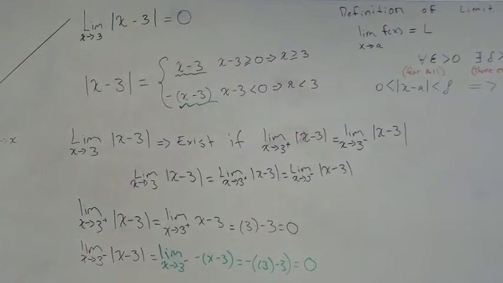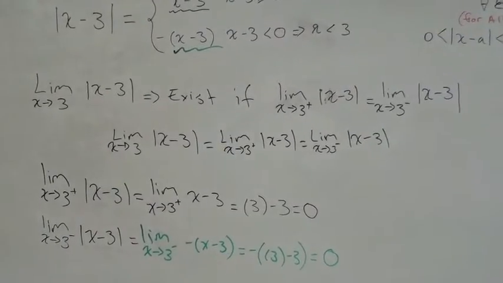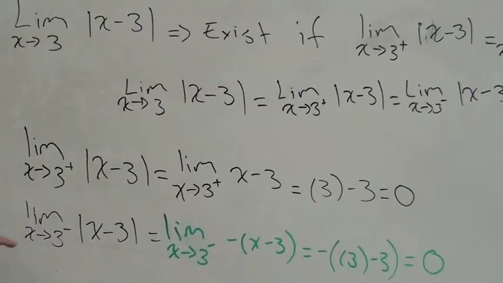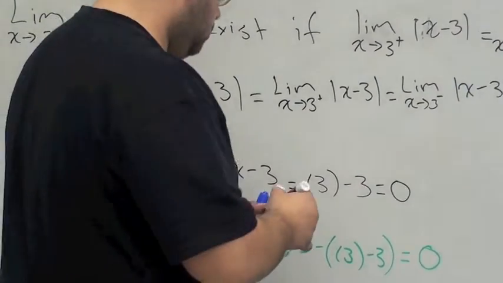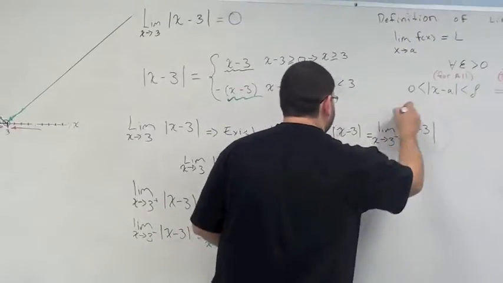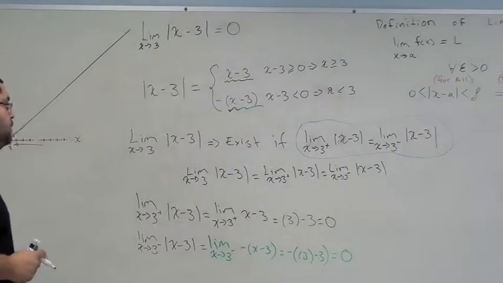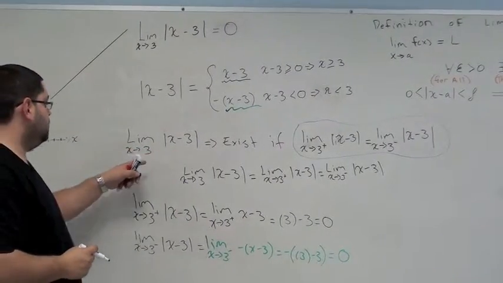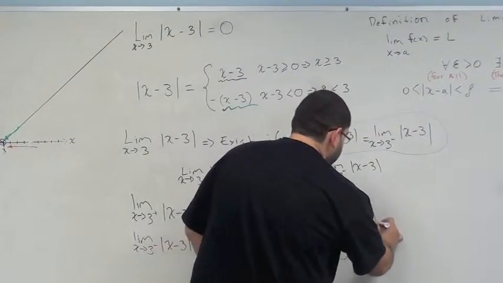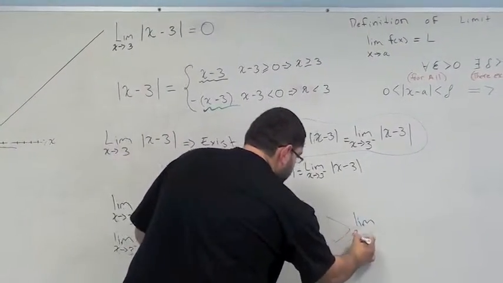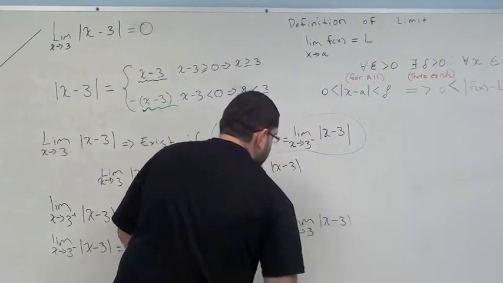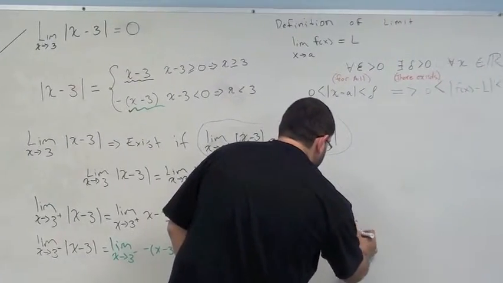So now from here, I can see that both limits are equal to each other. So this condition here applies. Now, given that that condition applies, I can say that from these two things, my limit as x approaches 3 of the absolute value of x minus 3 is equal to 0.